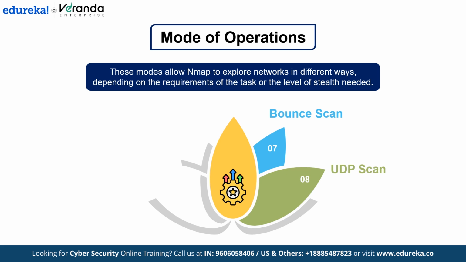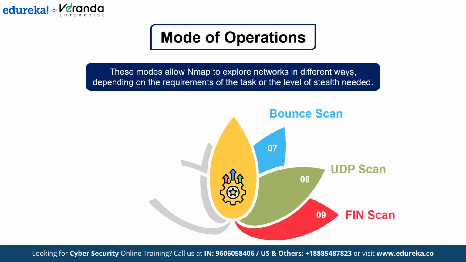Then is the UDP scan. Unlike TCP scans, the UDP scan is used to discover open UDP ports. Since UDP doesn't require a handshake like TCP, this method can be slower but is crucial for detecting services like DNS or SNMP. The next we have is the FIN scan.